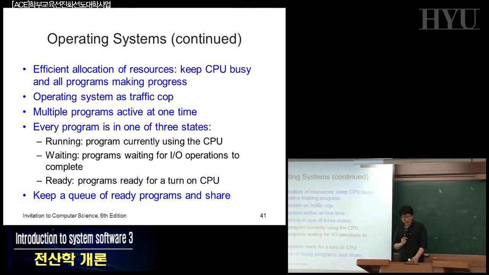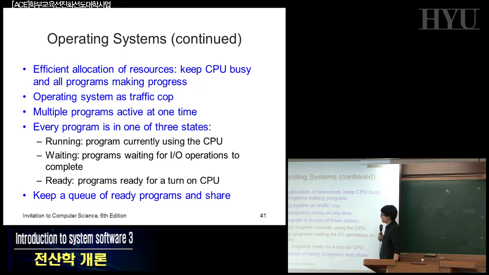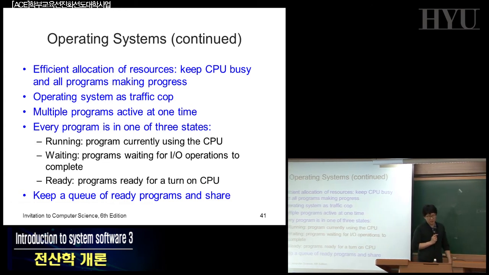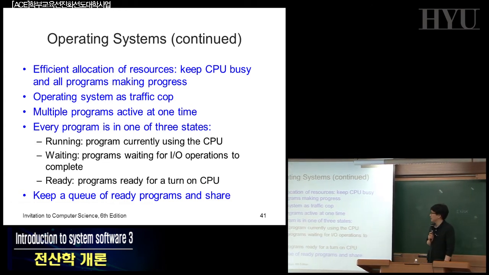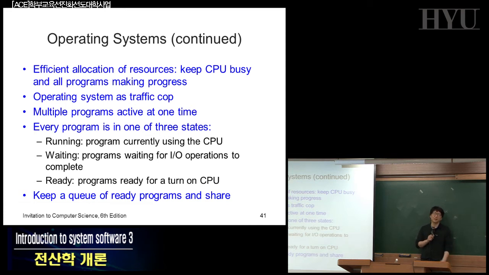Operating system as traffic control. Multiple programs are active at one time. Every program is in one of three states. Actually, every program seems to be running all the time, but actually one program runs at a time. The states are running, waiting, and ready. If I click on Microsoft Office and type whatever I want, it's in the running state.